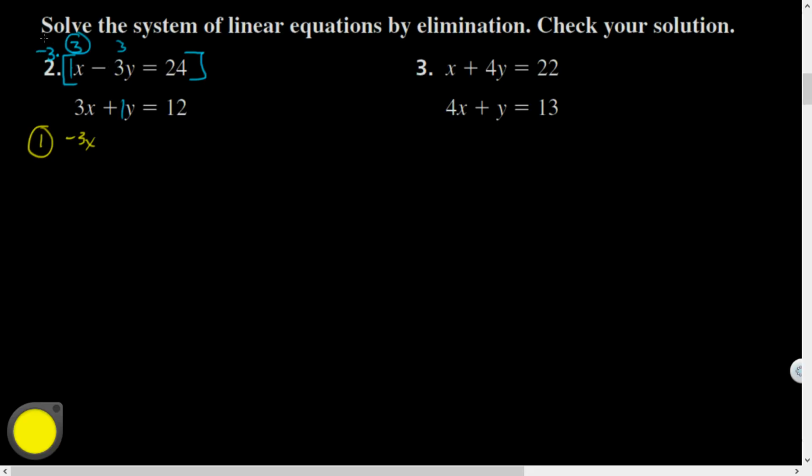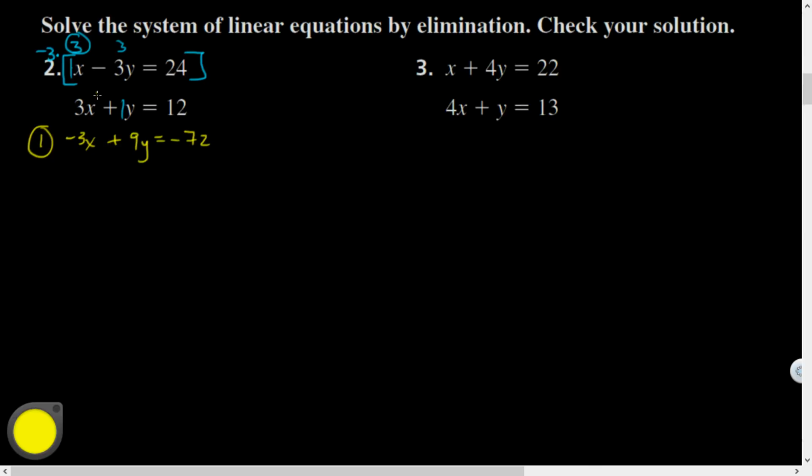Let's see. -3 times -3y. Negative times negative is positive. 3 times 3 is 9. We still got the y hanging out. We got our equal sign, bringing it down. -3 times 24. Don't forget it. Is going to be, well, 3 times 25 would have been 75. 3 less of those was 72, and it's going to be negative.